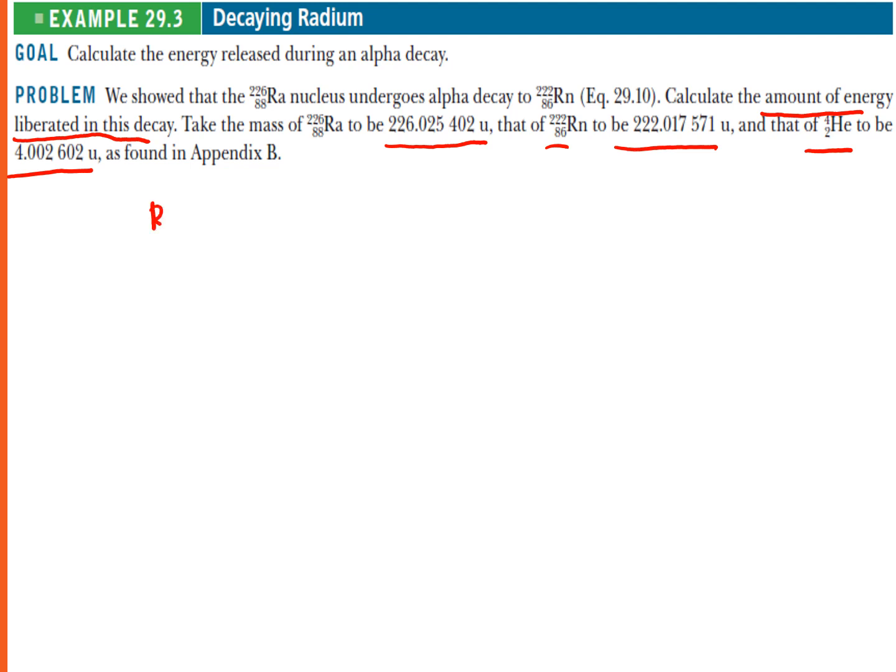So we have radium-226, with atomic number 88. As it undergoes alpha decay, it would lose 2 neutrons and 2 protons, so we will have 222 and 86 here. This is radon, plus the alpha particle, which is denoted as a helium atom.